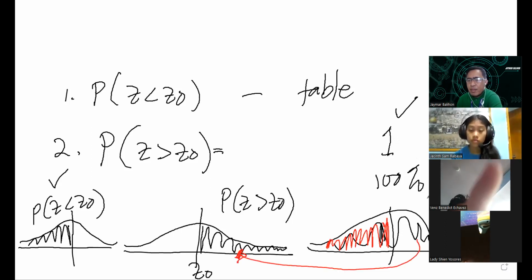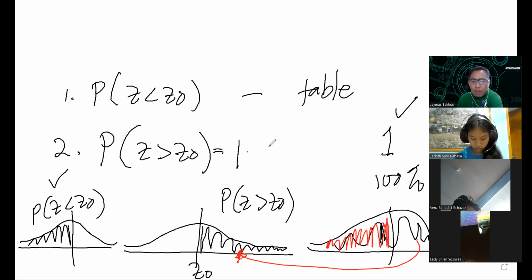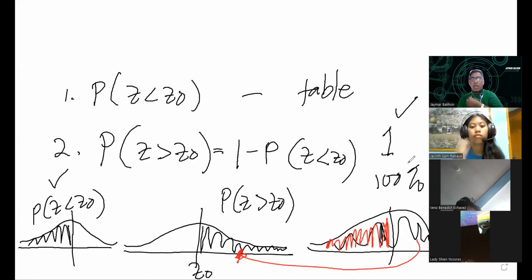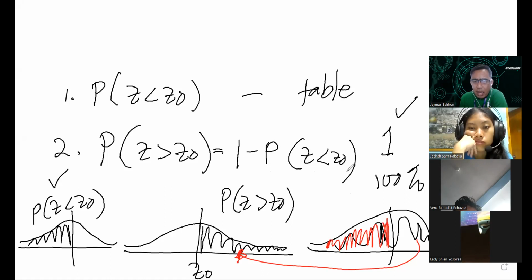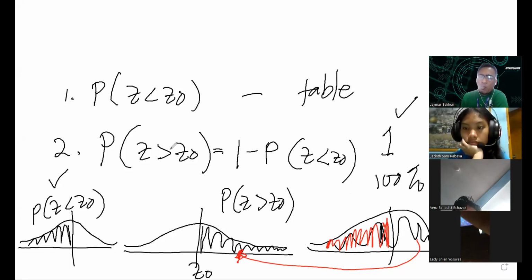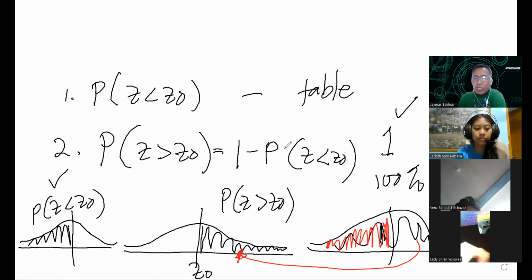So in other words, if you want to get the greater than, you just have to follow the formula: 1 minus the probability of z less than z sub o. If you use this formula, the table can now be used. Whatever answer you get here, you just subtract from 1, and that will be the answer for the greater than. Clear? Okay, let us have an example.